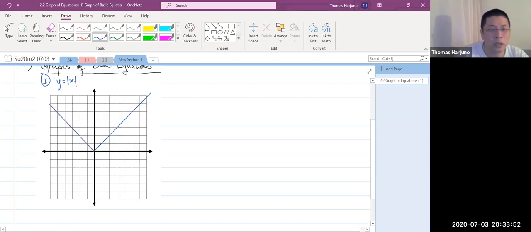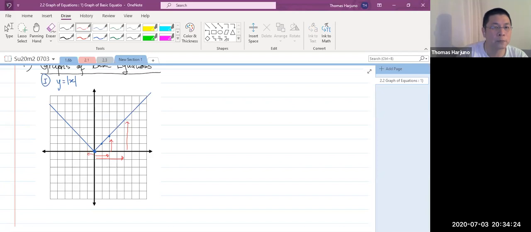Okay, now notice that the vertex is 0, 0. And when I move 1 unit to the right, I go up 1, 2 units to the right, I go up 2, 4 units to the right, go up 4. In fact, I do the same when I go to the left. 1 unit to the left, go up 1. 2 units to the left, go up 2. 4 units to the left, go up 4.